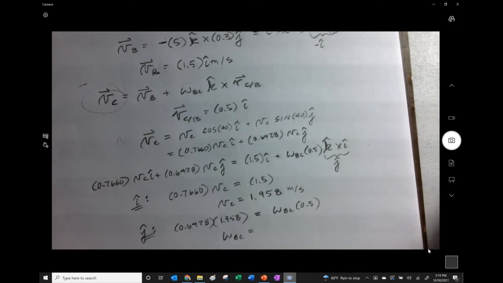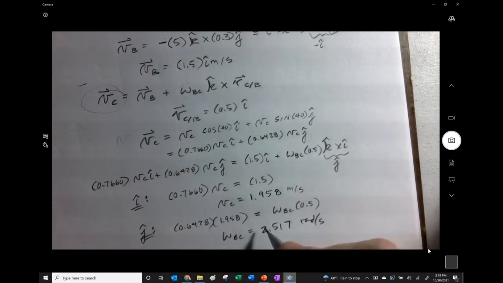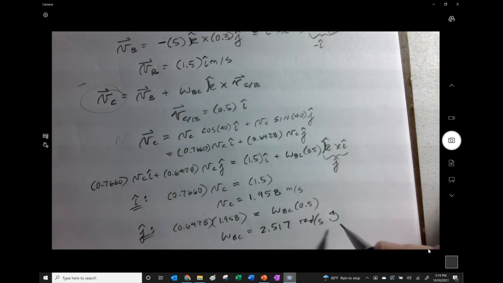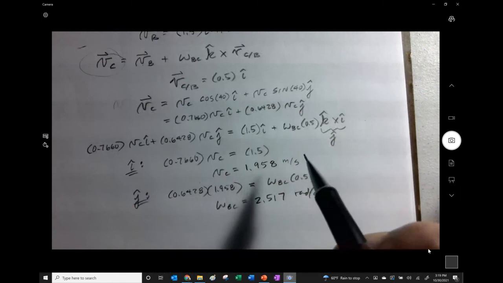Boom, and then 0.5, boom. And I get it as 2.517 radians per second. And I got positive, so that must mean it's got to be counterclockwise, right? So that's like the vector math portion of it.